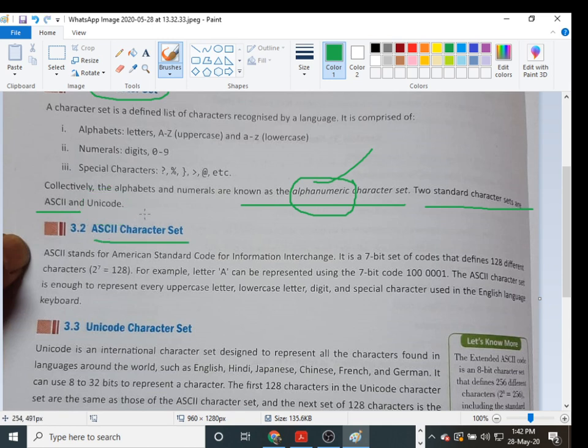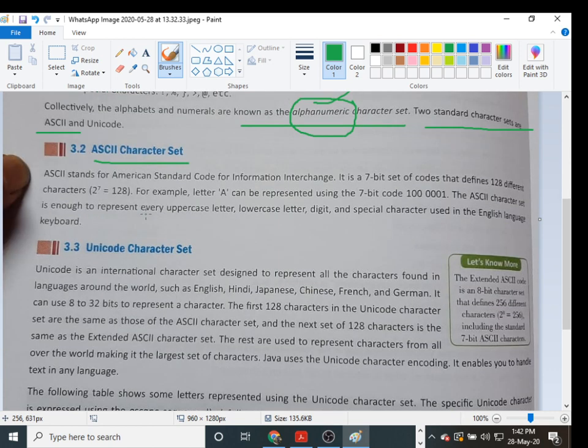So learn about the ASCII character set. What is the ASCII character set? So look at here. ASCII stands for American Standard Code for Information Interchange.